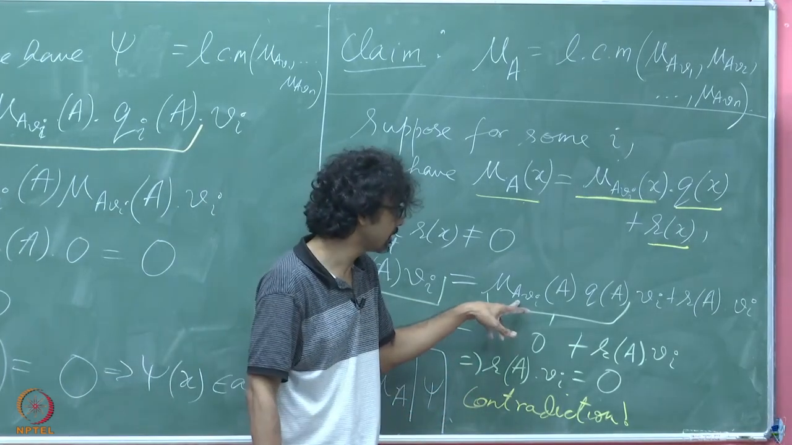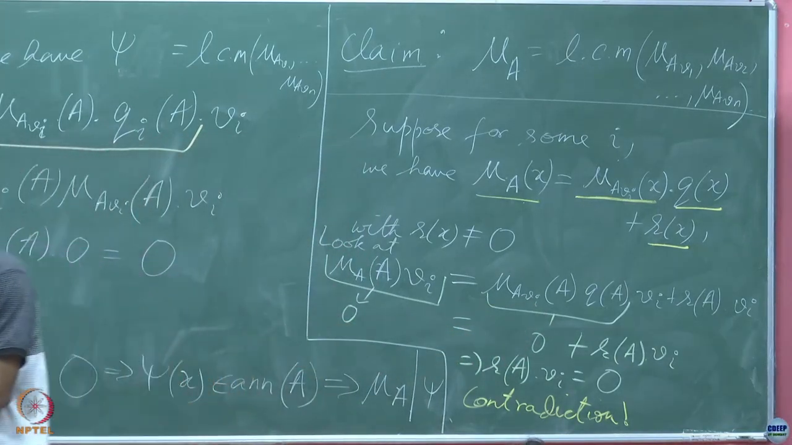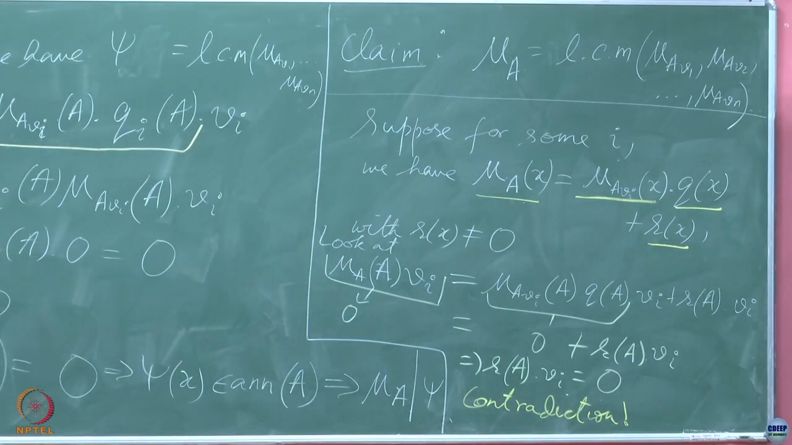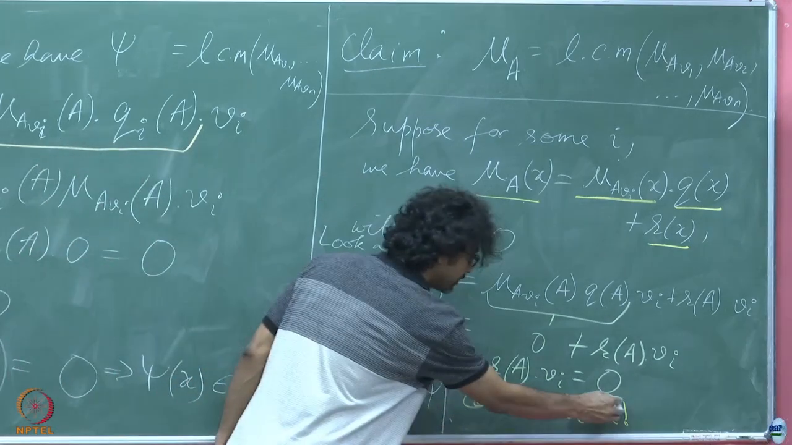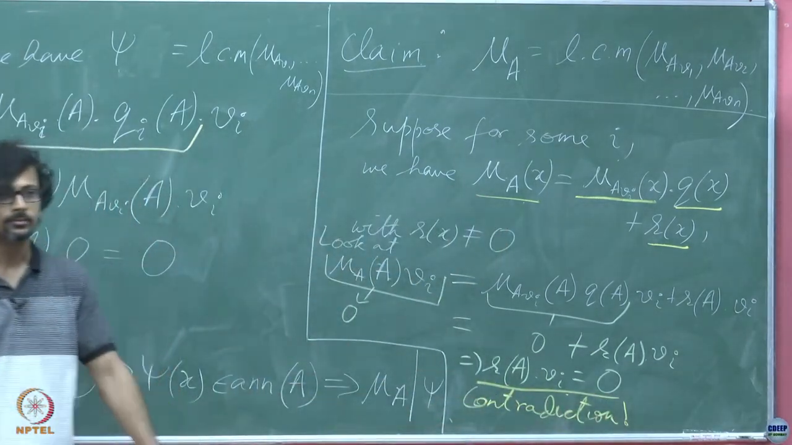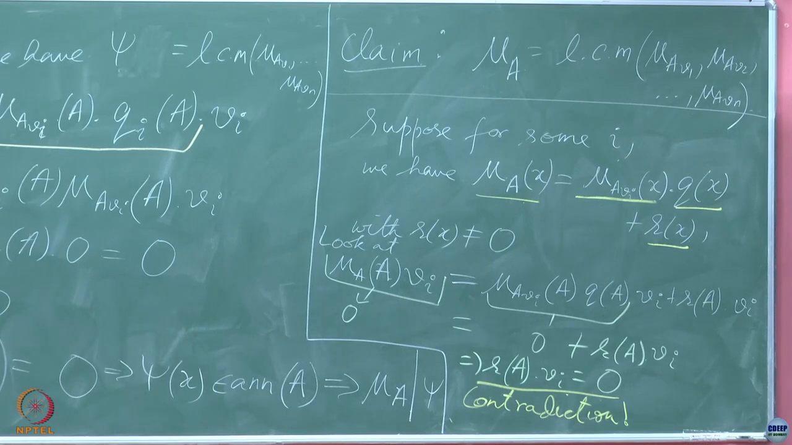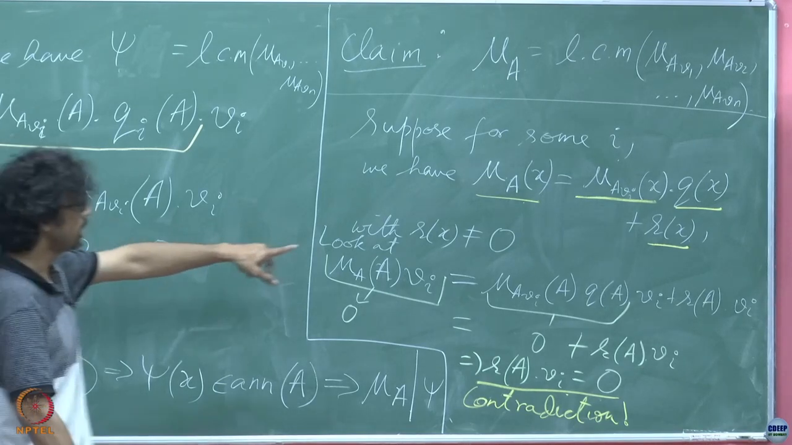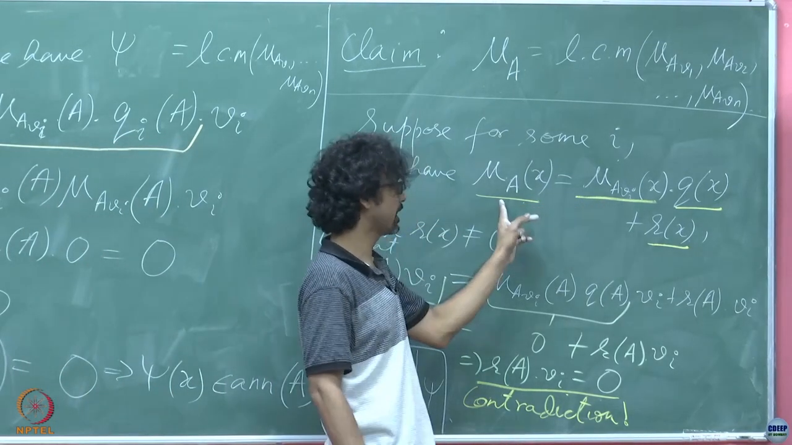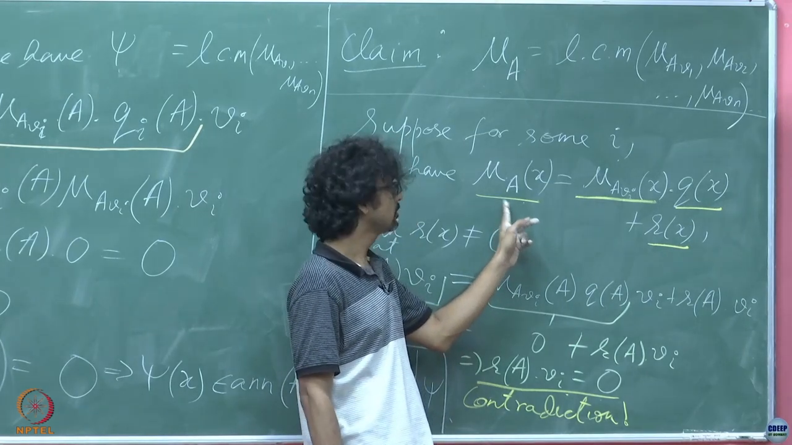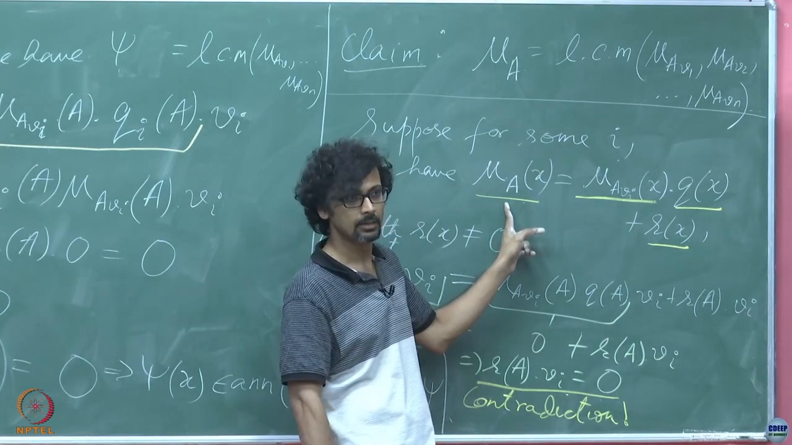Because we have already claimed that this fellow mu A Vi is that unique monic element which sits as the generator for the annihilating ideal of A with respect to Vi. So it's a contradiction. So this cannot be true, and because this cannot be true, we must have the fact that each of these mu A Vi's must divide mu A.